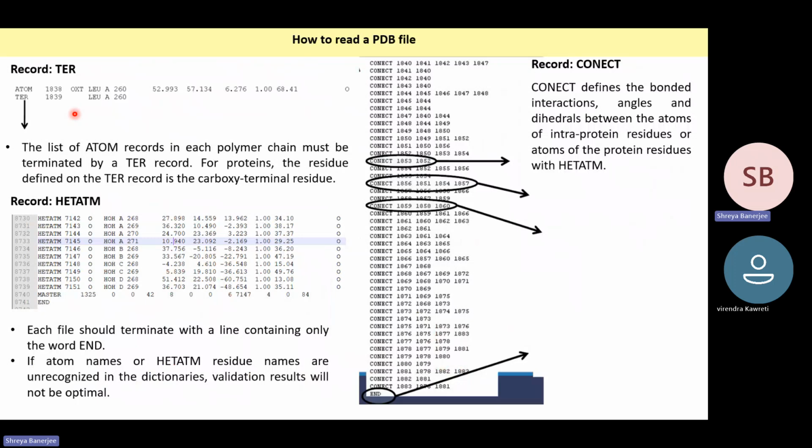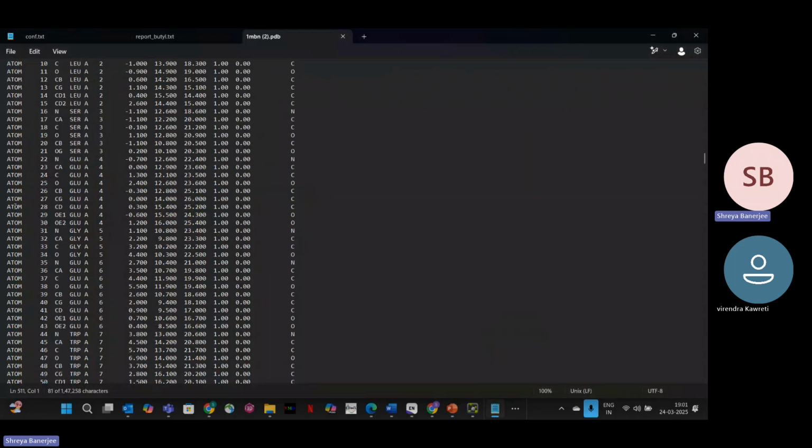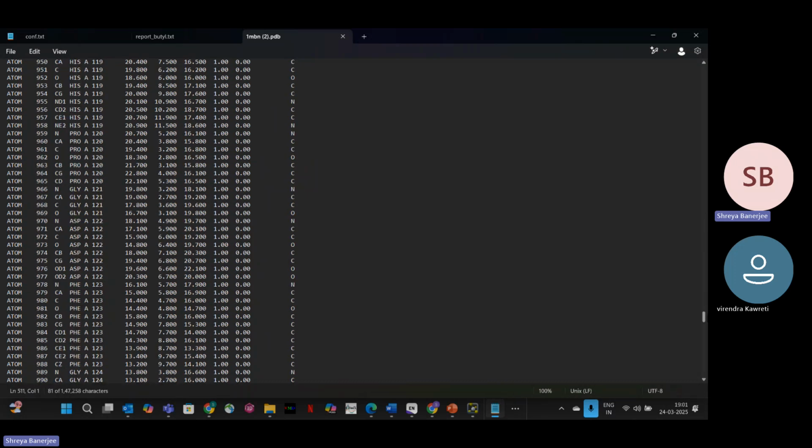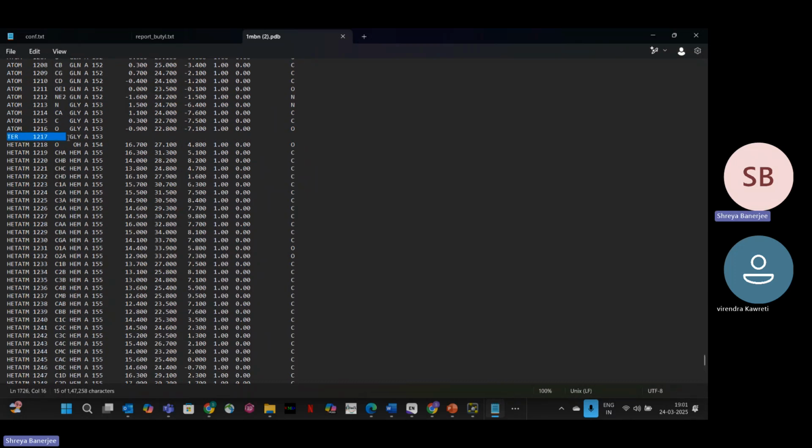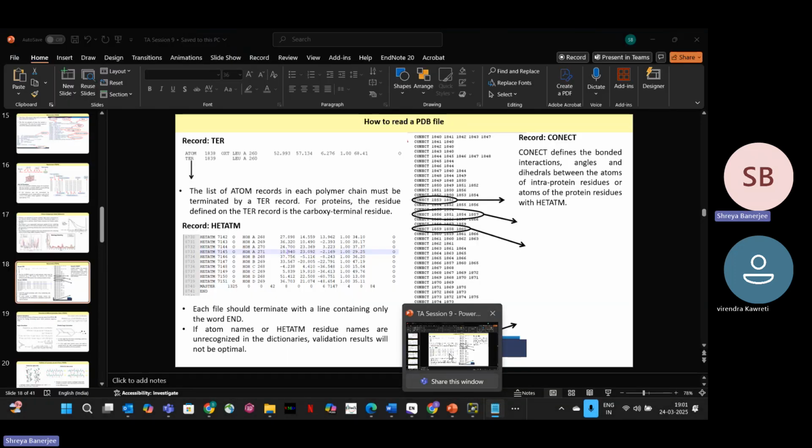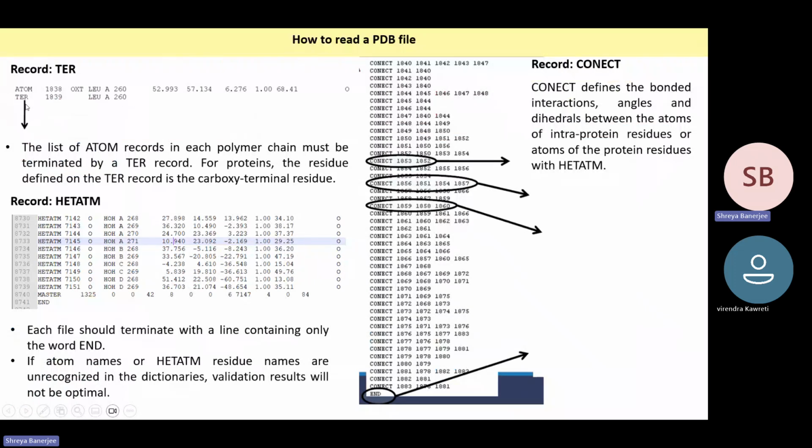So we talked about B factor, and then let us talk about TER. The list of atom records in each polymer chain must be terminated by a TER record. So what this means is, if we go to the PDB file now, you can see all this is a huge list of atoms because it's a very large molecule. And at the end of the atom list, you have TER, that is the terminal residue, which is number 1217, and it is glycine. That is what this is saying, that at the end of the atom list, there must be this record called TER. Now, whenever HETATM is written, it refers to a heteroatom, meaning atoms which are not carbon or hydrogen. So nitrogen, oxygen, sulfur, these are all heteroatoms.